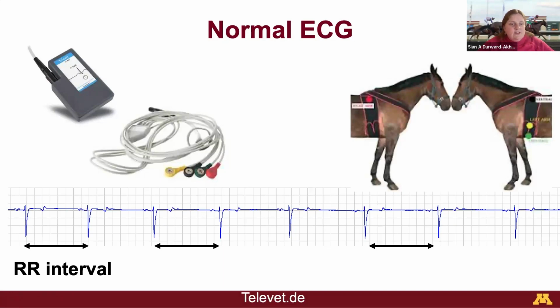And this is what we're looking for in an ECG. So this is zoomed out from our previous slide. And you can see here that the QRS complexes, which, as I mentioned, are these big peaks and troughs, are very evenly spaced apart. And we call this the RR interval. And this is an example of a regular rhythm or a normal sinus rhythm ECG in a horse.